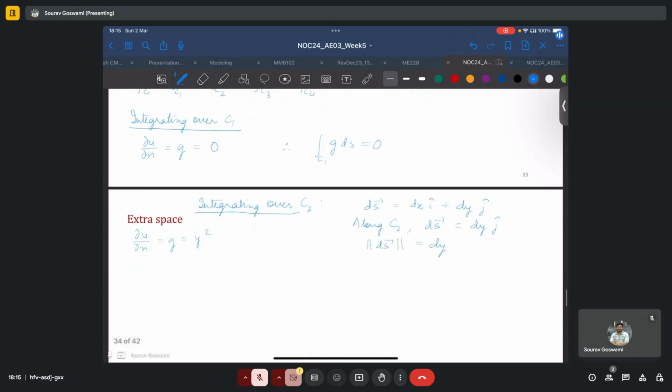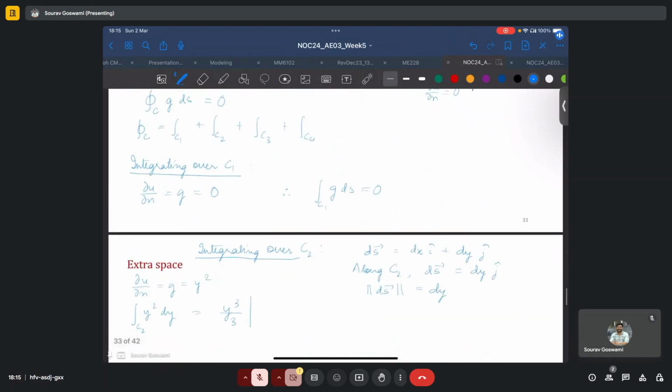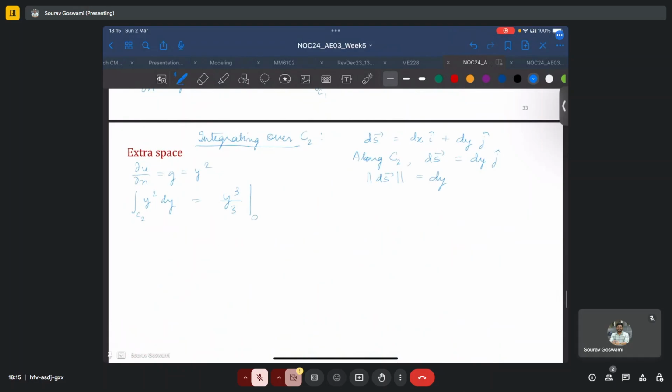So when we are trying to integrate y square over C2 with ds, this is simply dy. This will give us y cubed by 3, and y in this case is varying between 0 and 1, as you can see from the figure. So this gives us 1/3.